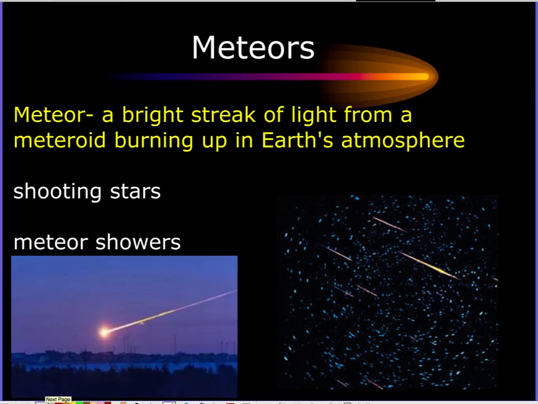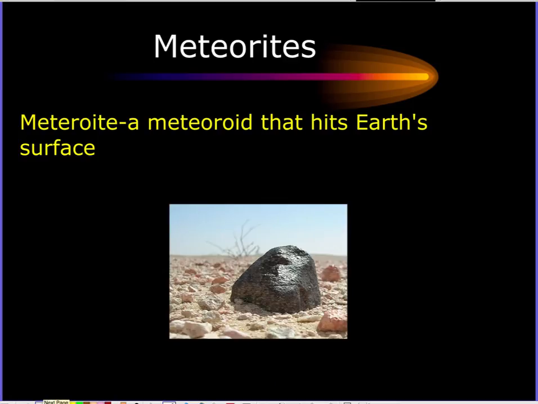Now, the big thing is knowing the difference between meteoroid, meteor, and meteorite. A meteor is a bright streak of light from a meteoroid burning up in the atmosphere. So when it's in space, before it's entered Earth's atmosphere, it's a meteoroid. Then once it enters the atmosphere and it starts to burn up, it becomes a meteor. Shooting stars are really just meteor showers. These are just meteors burning up within the atmosphere. And then once that actually hits the surface, it becomes a meteorite.